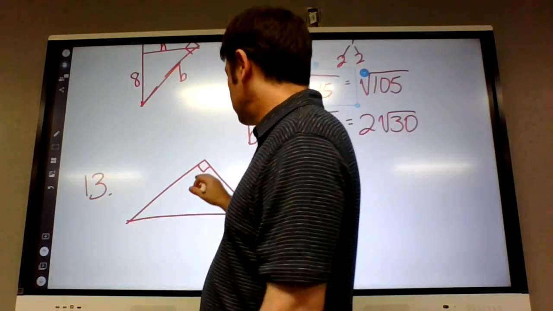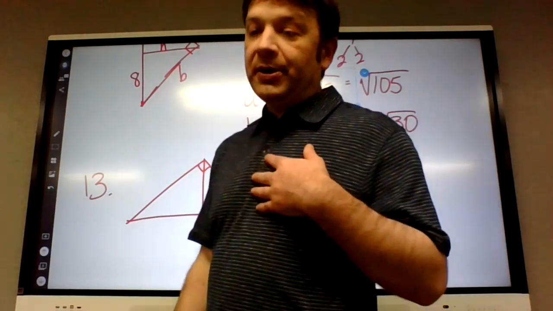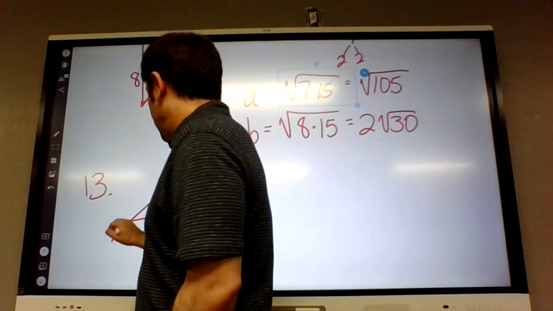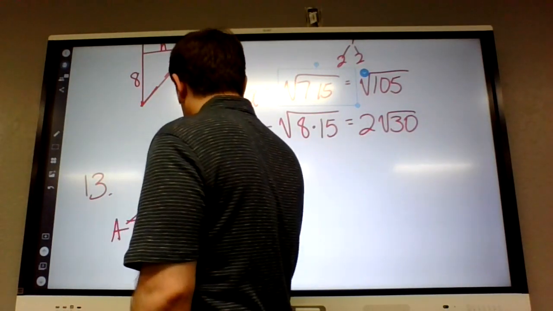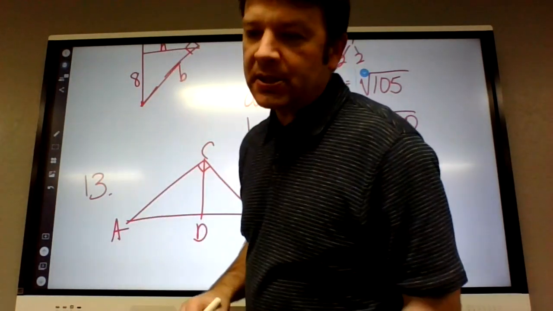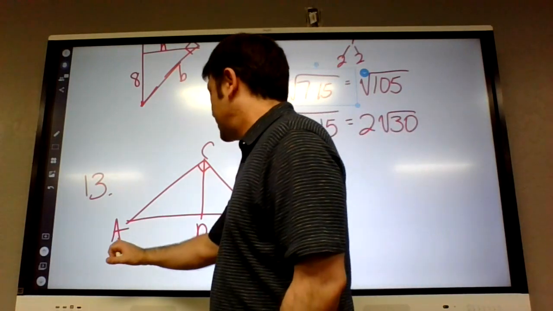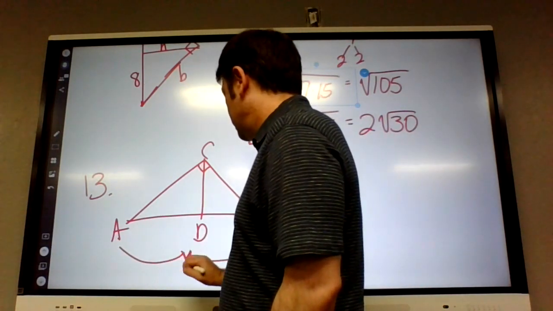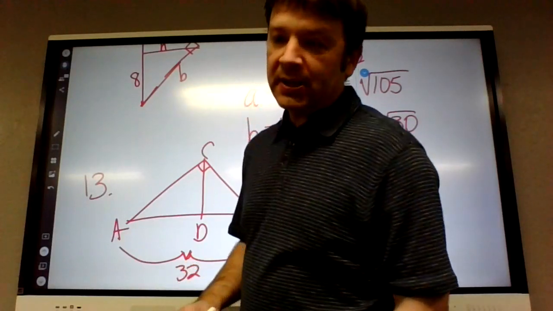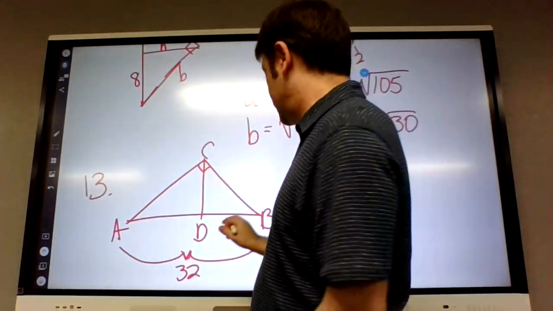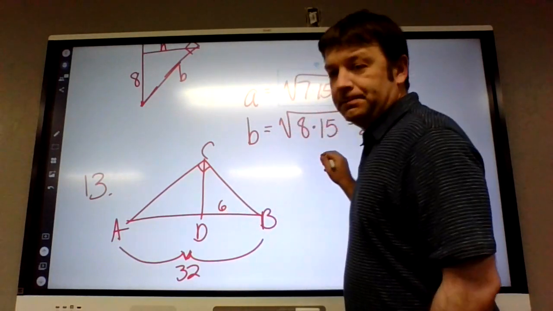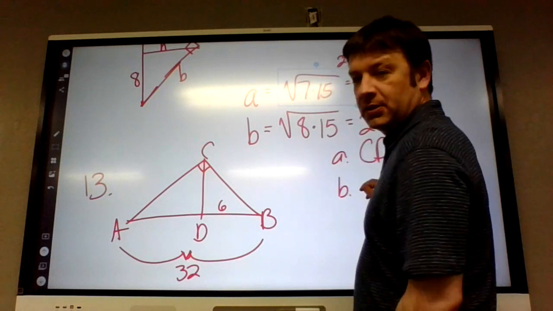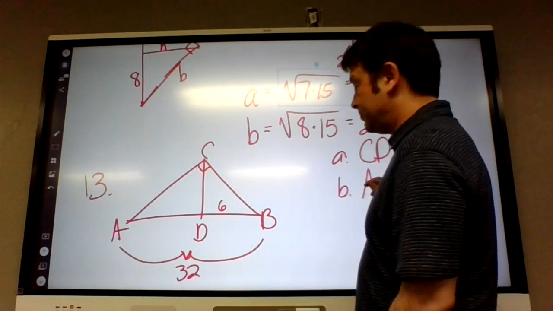That's actually so cool. Okay, on 13, it says that AB is 32, so that's all the way from there to there. Then it says DB is 6. That's right there. Then it says find CD, AC, and BC.